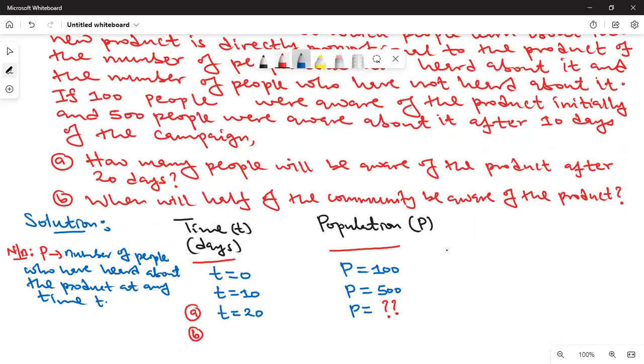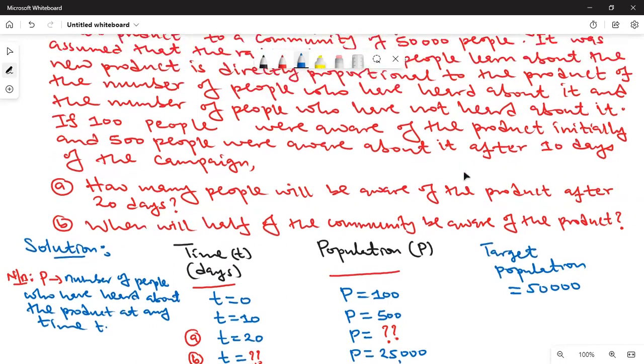Now we need the time. We don't know that time, a question mark. And we know the population to be half of the target population. Remember that our target population was equal to 50,000. We want 50,000 people to be aware of this new product. So in part B, when will half of the community be aware of the product? Half of 50,000, that is 25,000. That is the question.